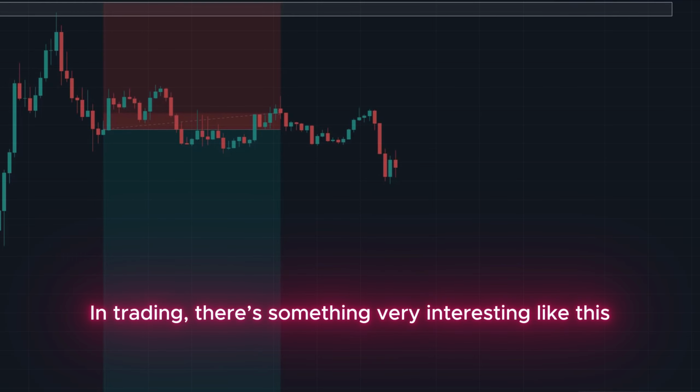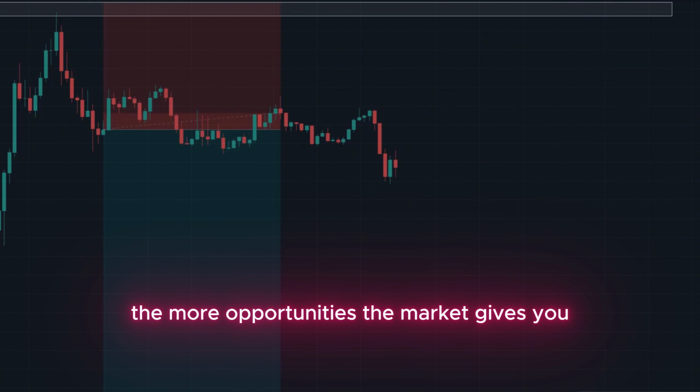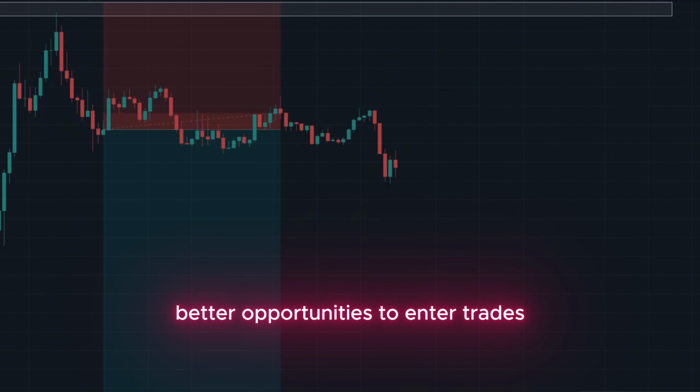In trading, there's something very interesting like this. The more patient you are in waiting, the more opportunities the market gives you, better opportunities to enter trades, a safer and better opportunity.